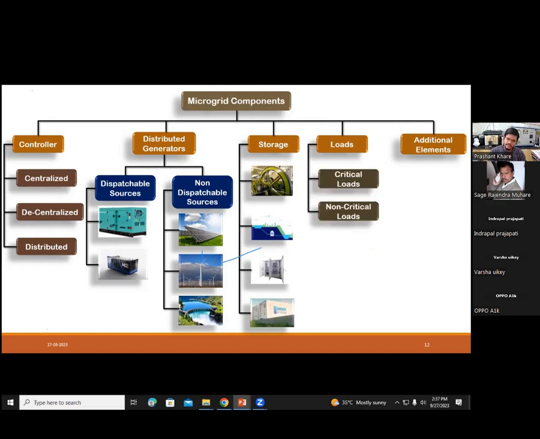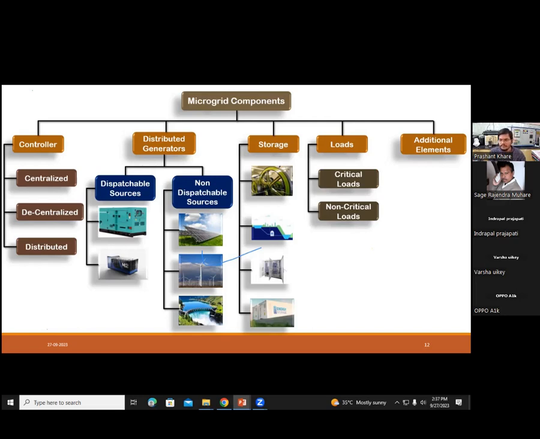Load can be critical load or non-critical load. So what is critical load? Critical means some hospital supplies, some railway supplies. These are all called critical load, meaning we cannot curtail this load in any situation. Non-critical means what? Some irrigation, some local household loads like this.